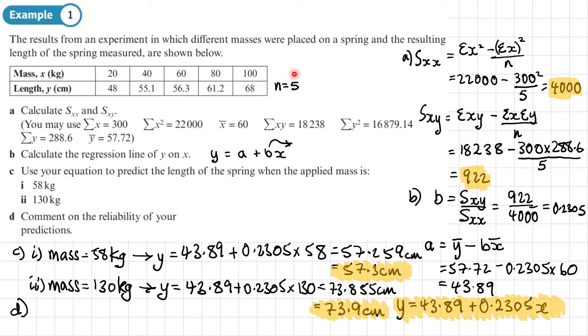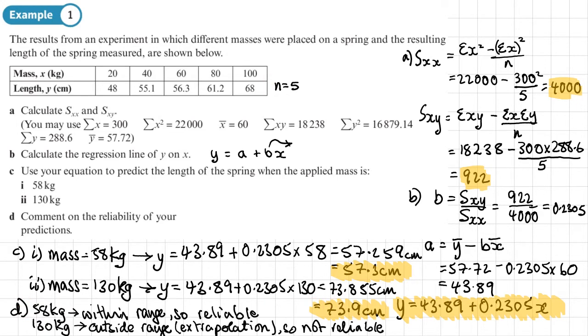However, the 130 is beyond the range of data that we've collected. We've extrapolated, so this is not a reliable result here. We don't know how the spring is going to behave beyond a mass of 100 kilograms. The actual spring might break. It may act completely differently because we're extrapolating, it's outside our range. So we're just going to summarize what we've just said. So you can see that summary down here, which we've just spoken about.